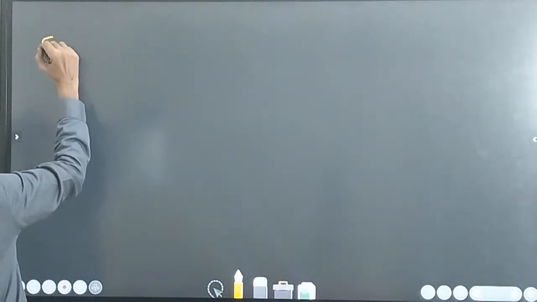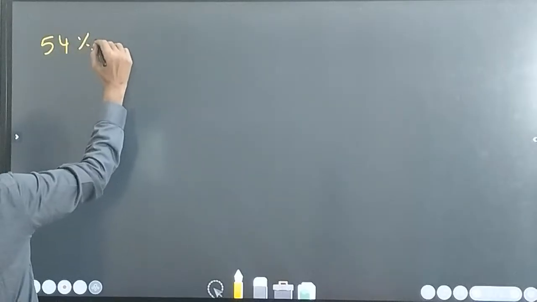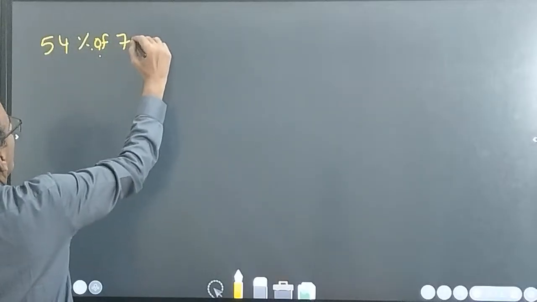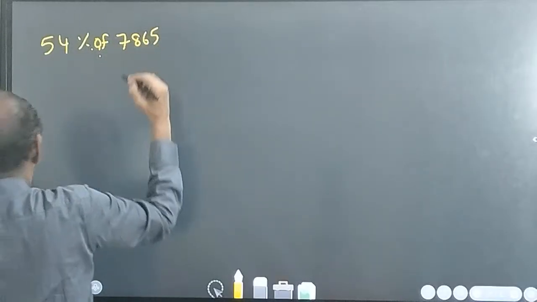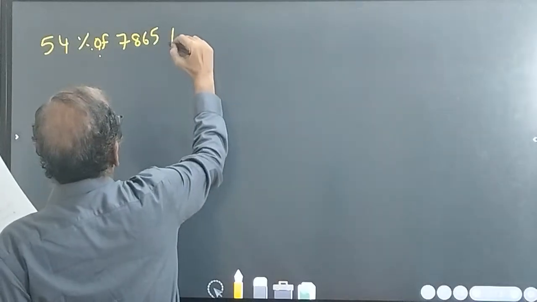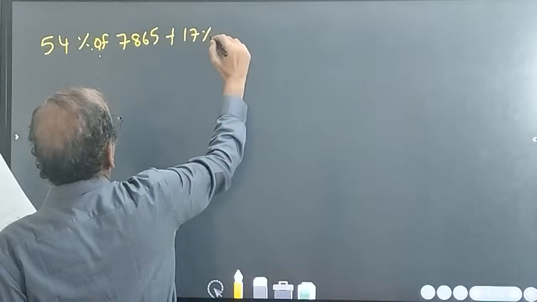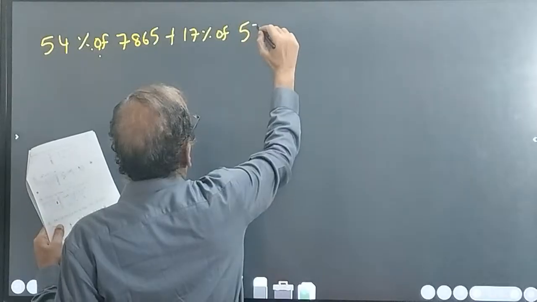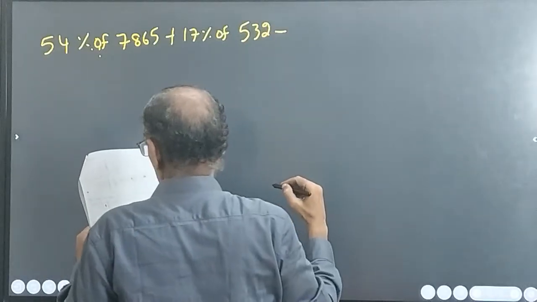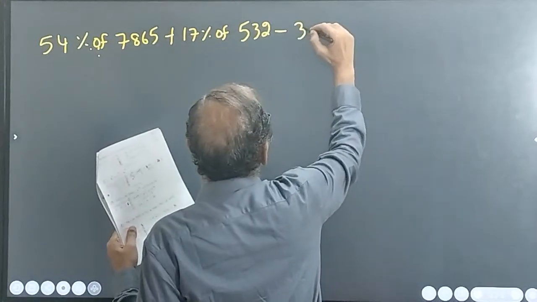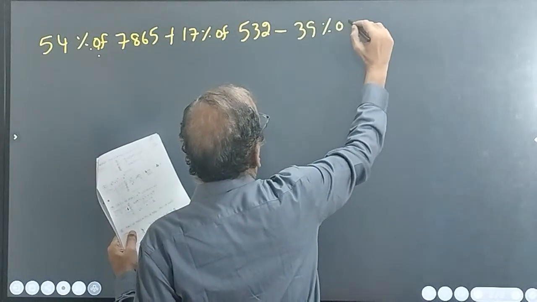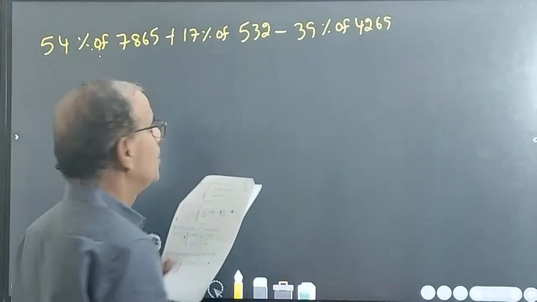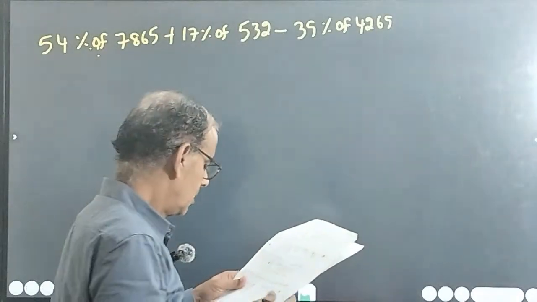Next question, simplify 54% of 7865 plus 17% of 532 minus 39% of 4269. Okay. If you do it by the normal method, it will take a lot of time.